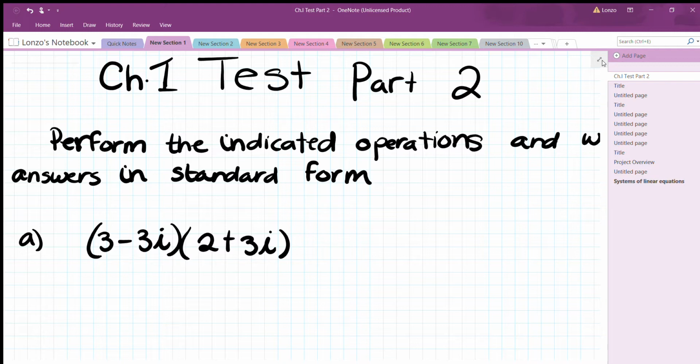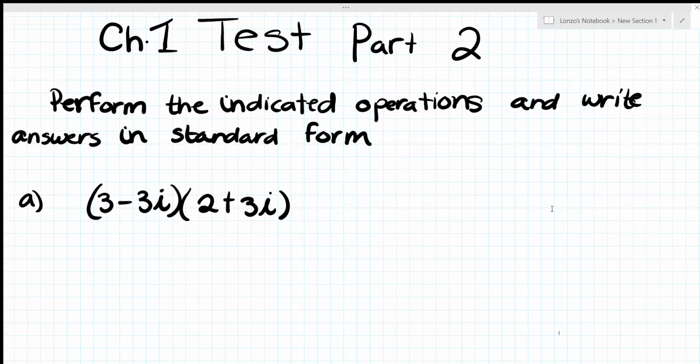Hi guys, today we're going to do chapter 1 test, part 2. So this is part 2. Okay, let's get started. The first problem of part 2 of the chapter 1 test says perform the indicated operation and write the answers in standard form. So we have to write this in standard form. In standard form, remember they wanted an a plus bi. This is standard form, right?